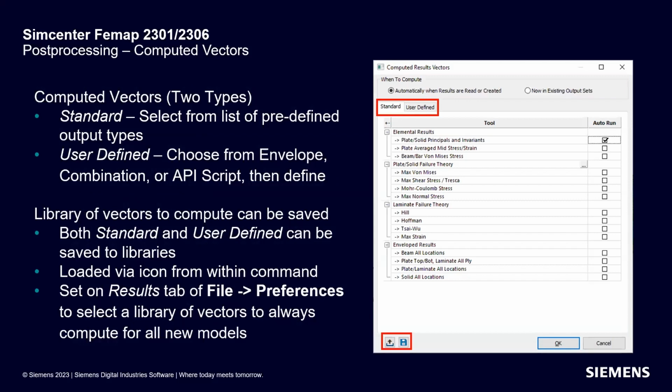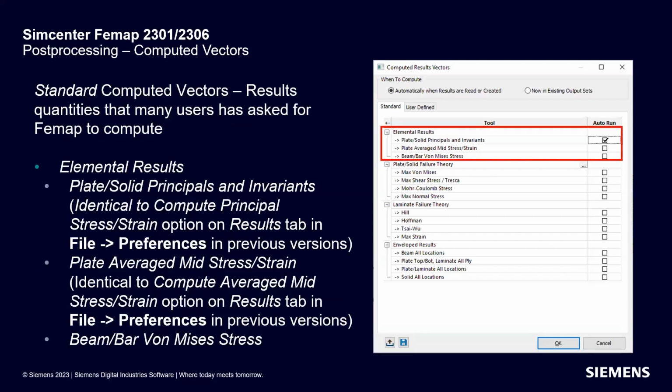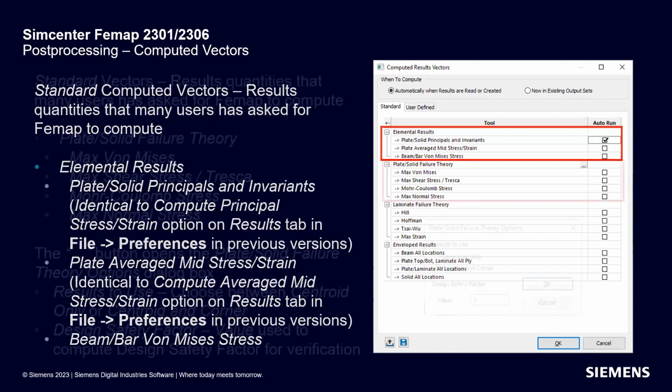You have two different kinds, standard and user defined. So standard, we have element results. The one that's on by default is the plate, solid principals and invariants, just in case the solver has not calculated them automatically. We always had this turned on in the preferences, now it's here, and that one's always going to be set to auto run. Then say beam bar von Mises stress, plate average mid stresses. That one was actually a preference that you could turn on before. So it was always just giving you the middle. It wasn't doing a calculation. It was just simply doing an average of top and bottom. So just keep that in mind if you're going to try using that one.